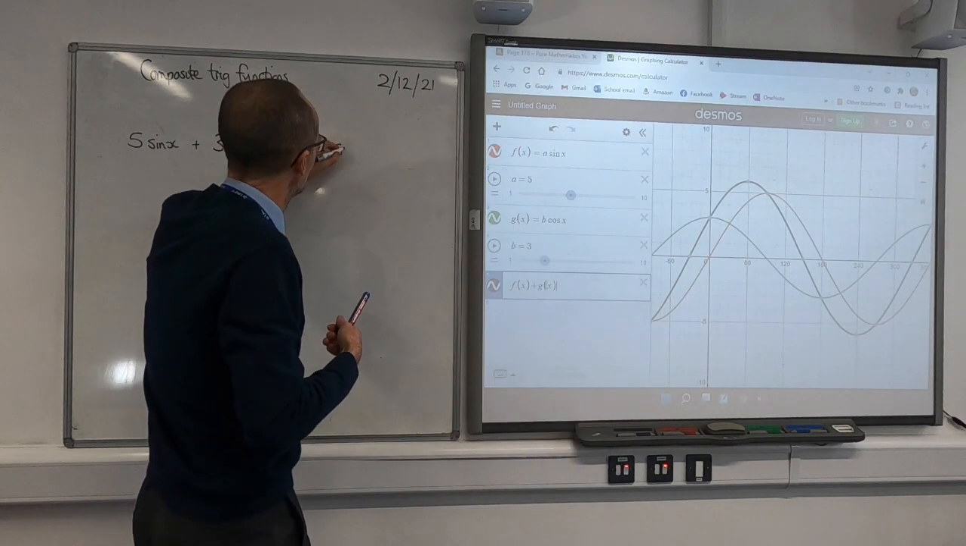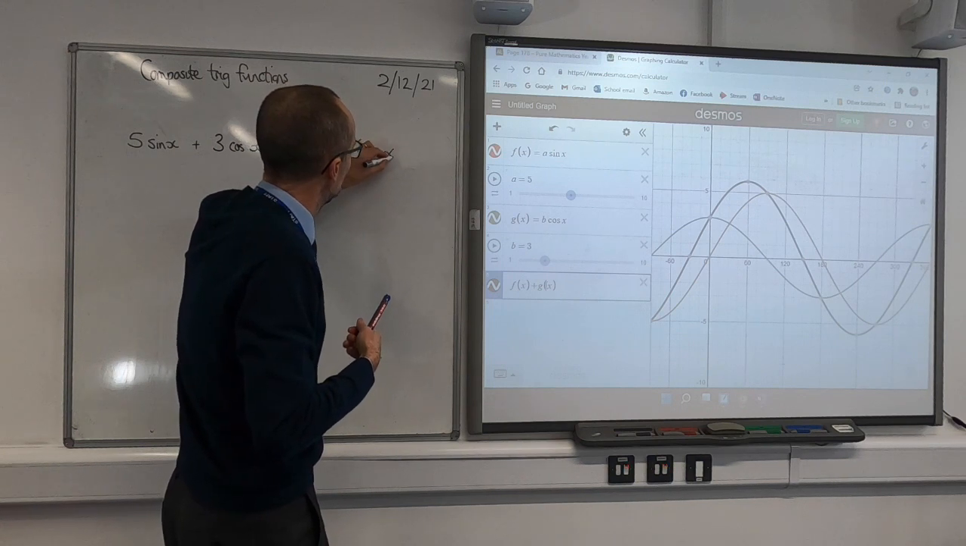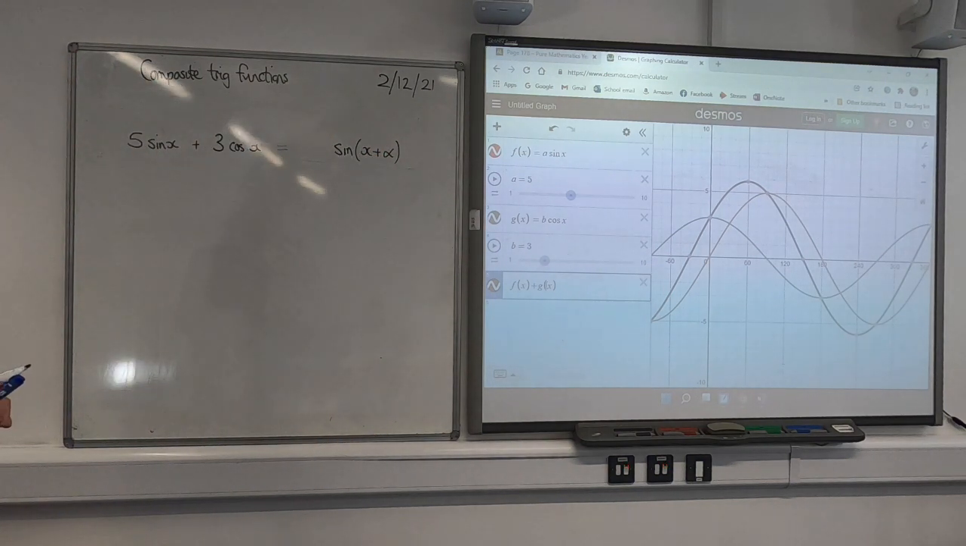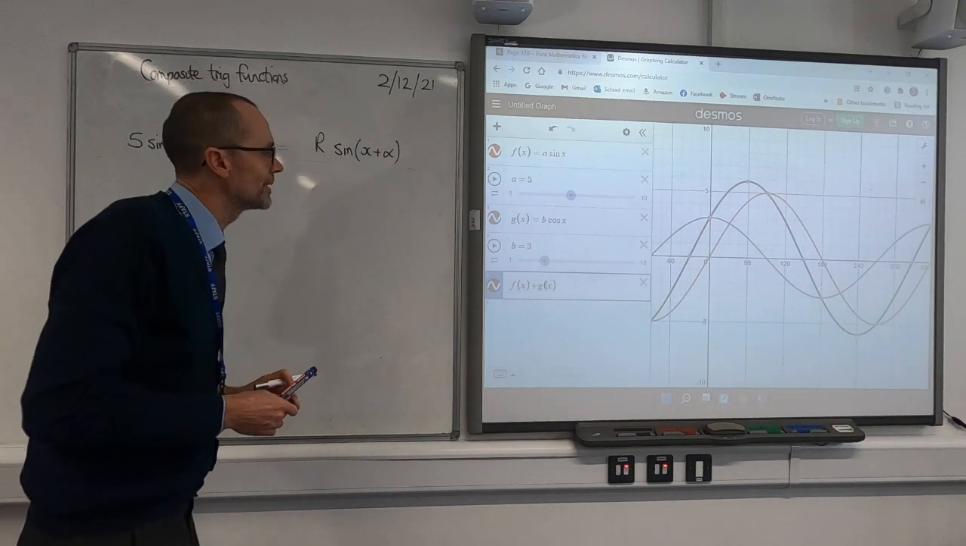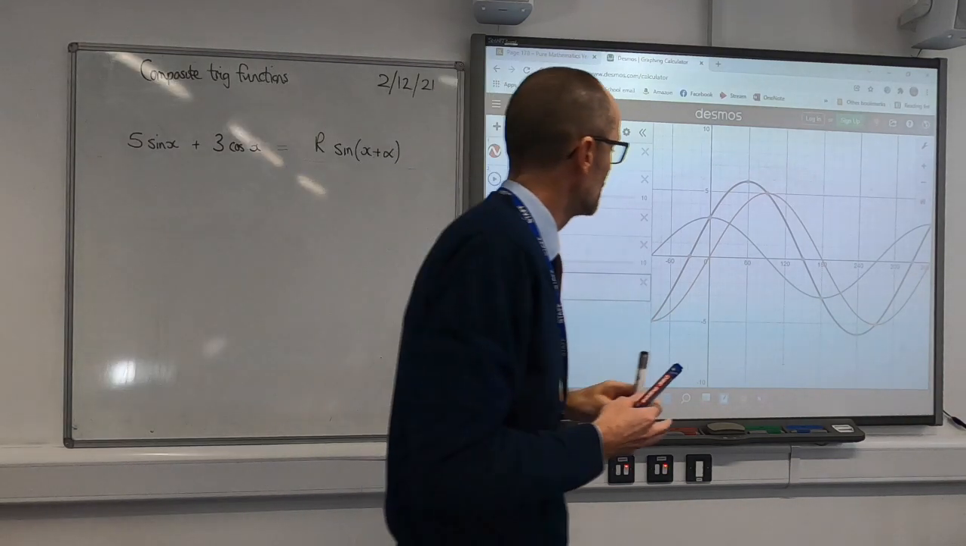So I do that by replacing x with x plus something. I'm going to use alpha. And then it's been multiplied by something. I'll use r for that. So this composite function, when you add the two together, gives you a sine function.